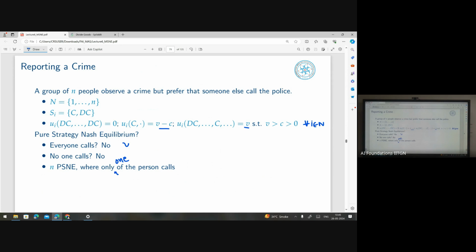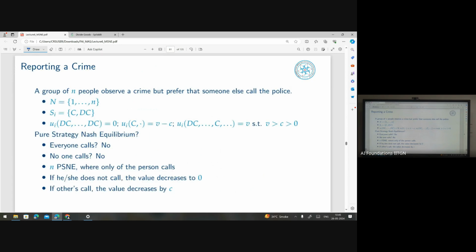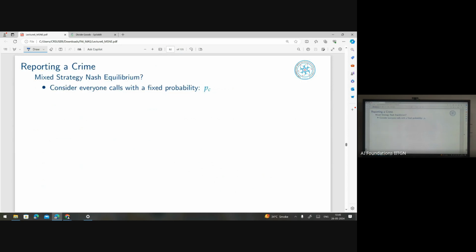But now what we are trying to look for is a mixed strategy Nash equilibrium. He or she does not call, the value declines to 0. So now we are trying to find what the mixed strategy Nash equilibrium is in this game.